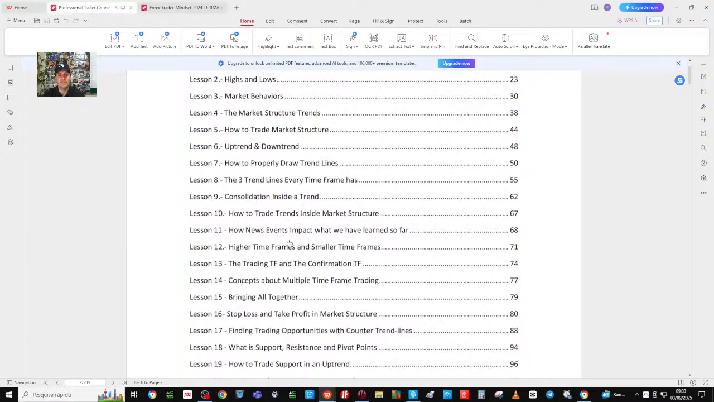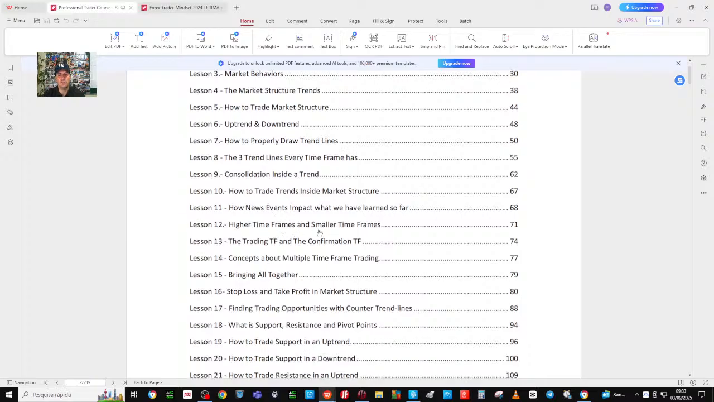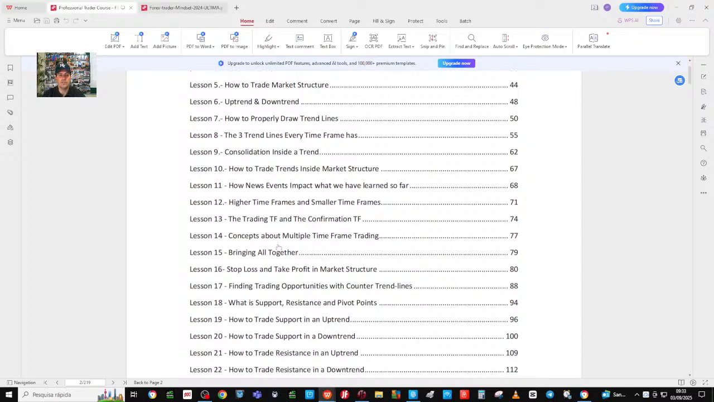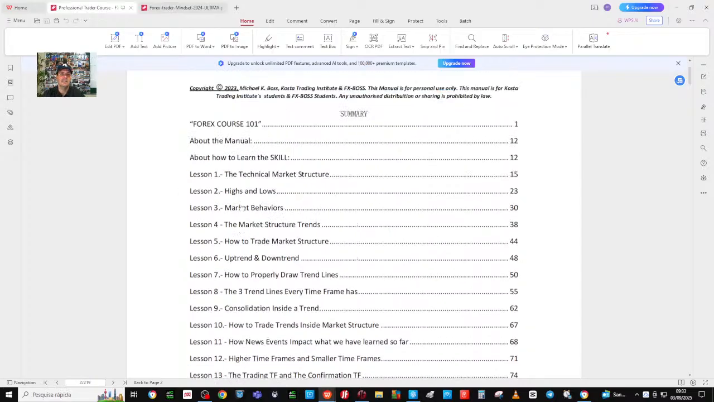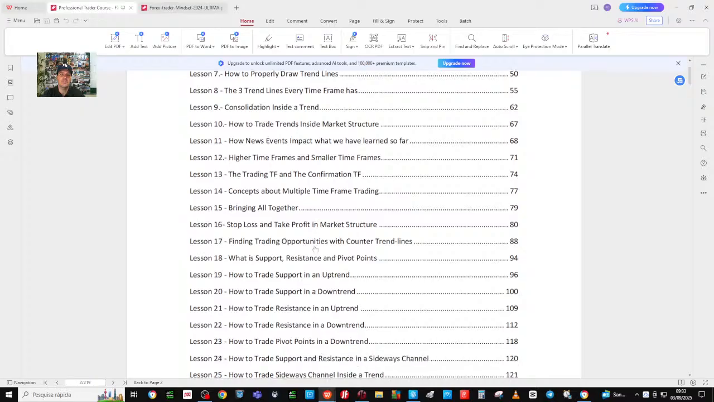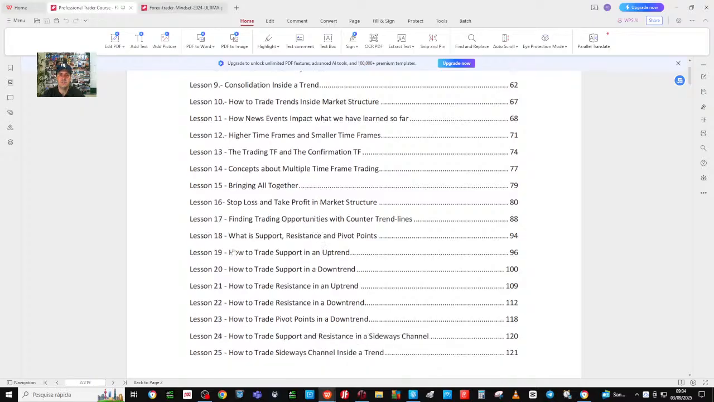How news events impact what we have learned so far, higher time frames and smaller time frames, the trading time frame and the confirmation time frame, concepts about multiple time frame trading, and bringing it all together. Then we have stop loss and take profit in market structure, and finding trading opportunities with counter trend lines. This is the first chapter. Next week we start on how to trade: what is support, resistance, pivot points. Chapter number 2 is called timing and retracement trading.